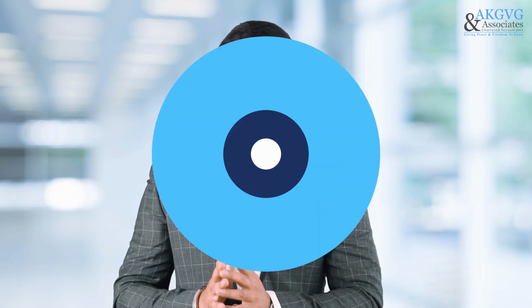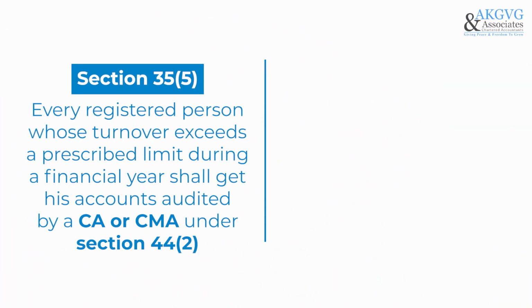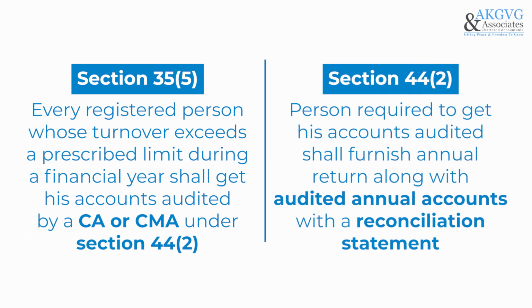If you all excuse me, let me quickly discuss the provisions of Section 35 and Section 44 before the introduction of Finance Act 2021. Section 35 says every registered person whose turnover exceeds a prescribed limit during a financial year shall get his accounts audited by a CA or CMA under Section 44. Whereas Section 44 says every registered person who is required to get his accounts audited under Section 35 shall furnish electronically the annual return along with audited annual accounts and a reconciliation statement.